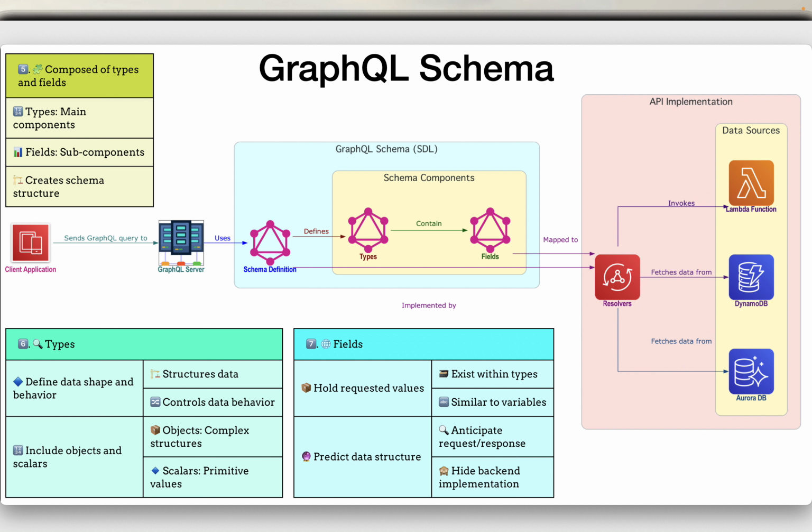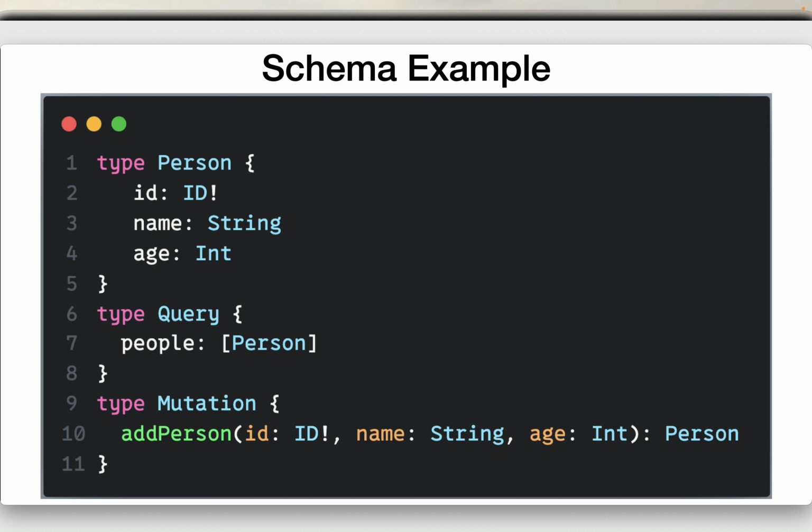Next is fields, and fields hold requested values. So fields exist within the types and contain the values requested from the GraphQL service. They are similar to variables in other programming languages. And the fields allow you to predict data structure. The shape of data defined in fields allows developers to anticipate the structure of request/response operations without knowing backend implementation details. So this is an example of a schema.